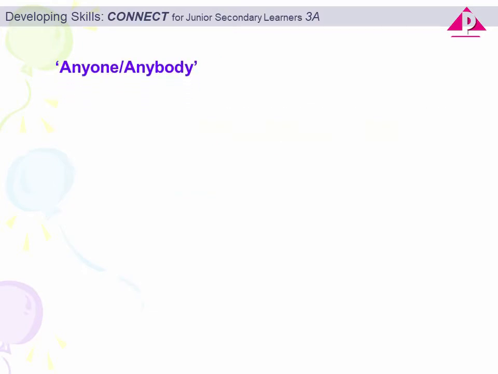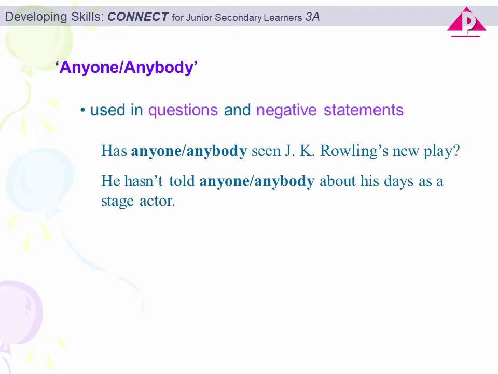As for anyone or anybody, we use them in questions and negative statements. There are two examples below to help you understand how to use them. Has anyone or anybody seen J.K. Rowling's new play? He hasn't told anyone or anybody about his days as a stage actor.